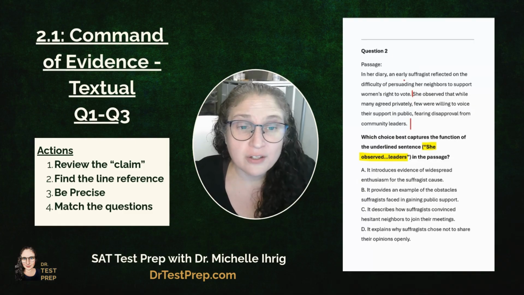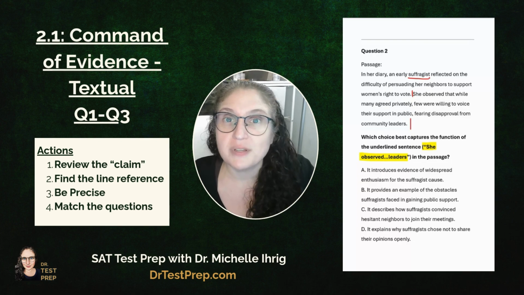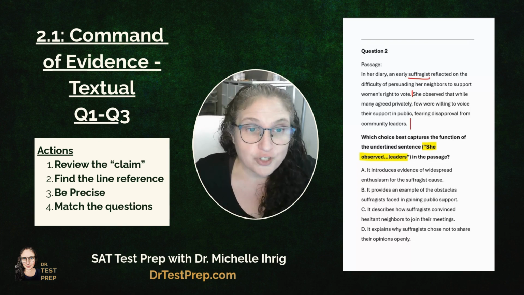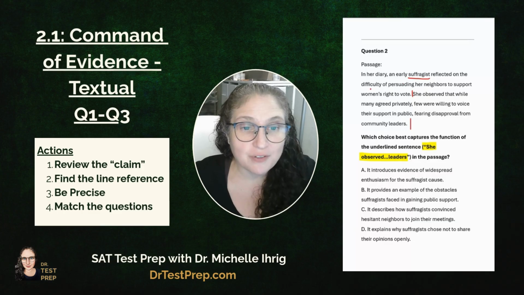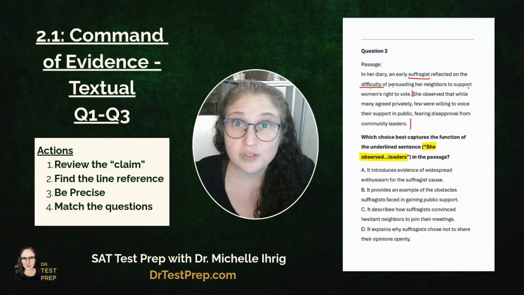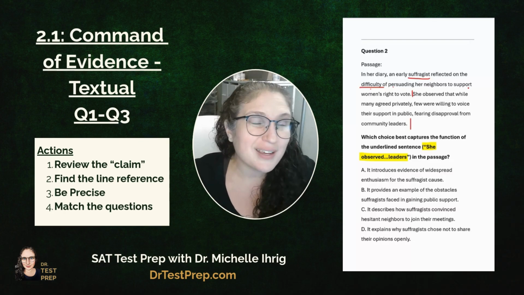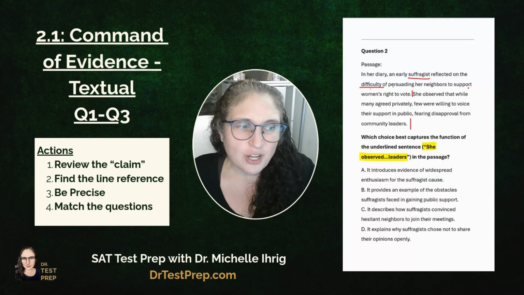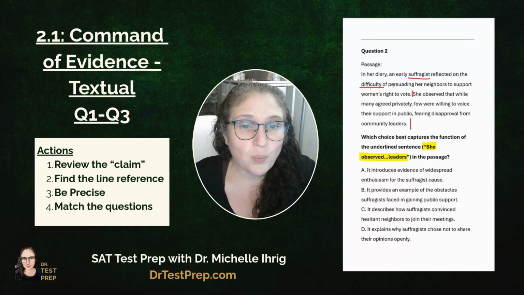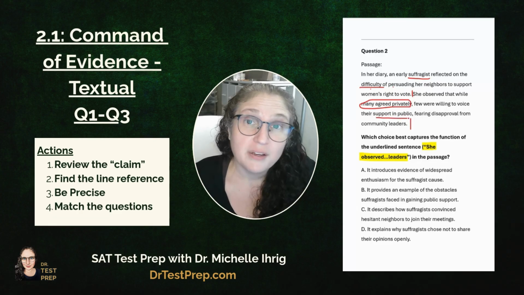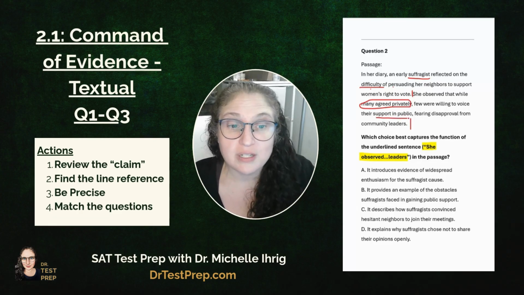In her diary, an early suffragist. Now, a suffragist is a person who campaigned for women's voting. So an early suffragist reflected on the difficulty of persuading her neighbors to support women's right to vote. So that's what's going on. But now we've got to say, why was this other sentence there? She observed that while many agreed privately, few were willing to support in public, fearing disapproval from community leaders.